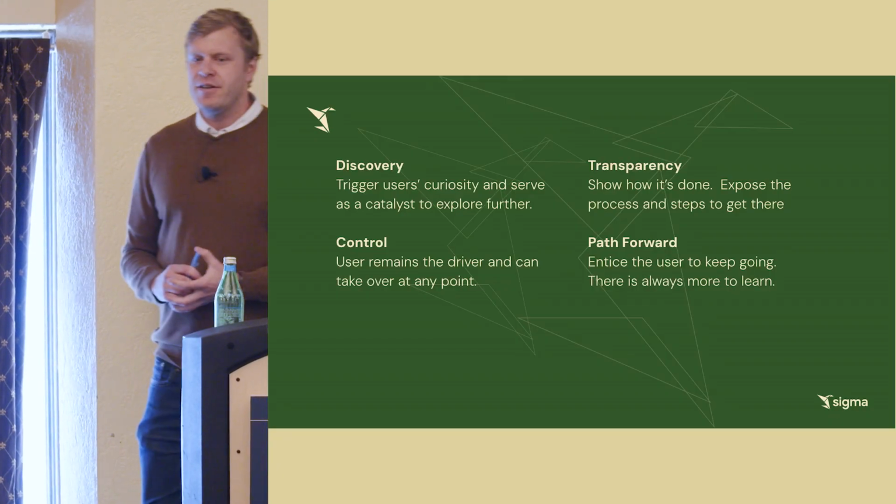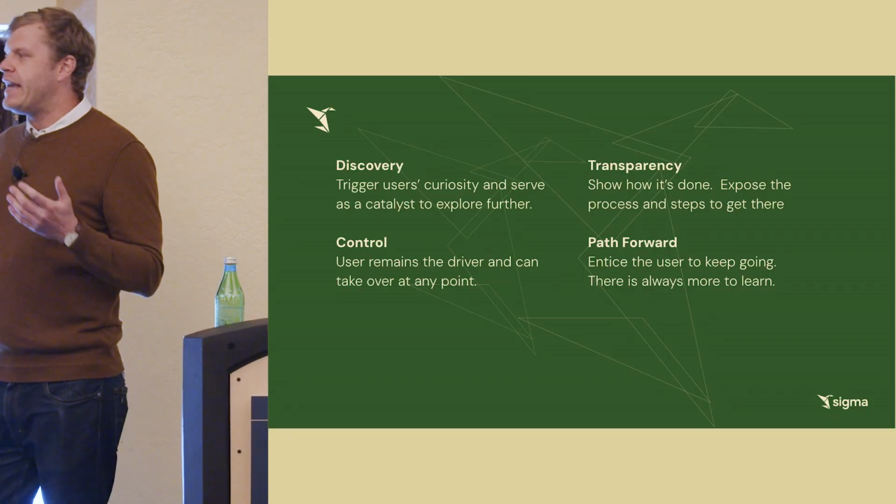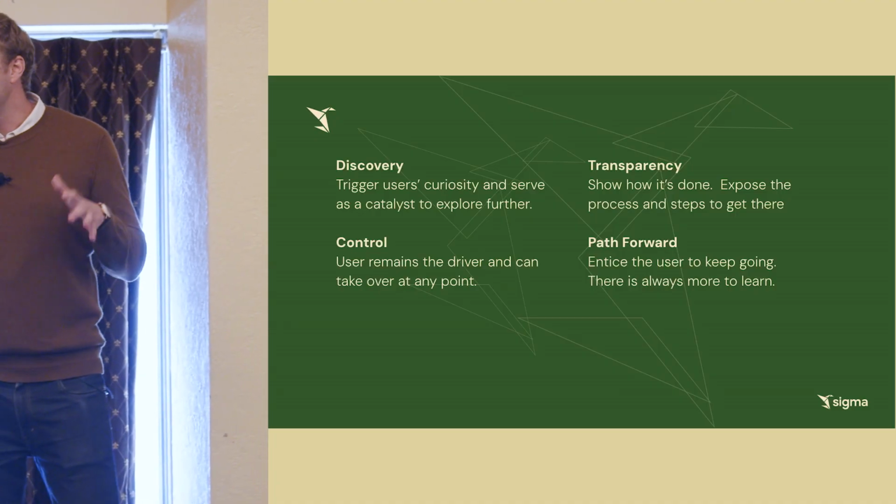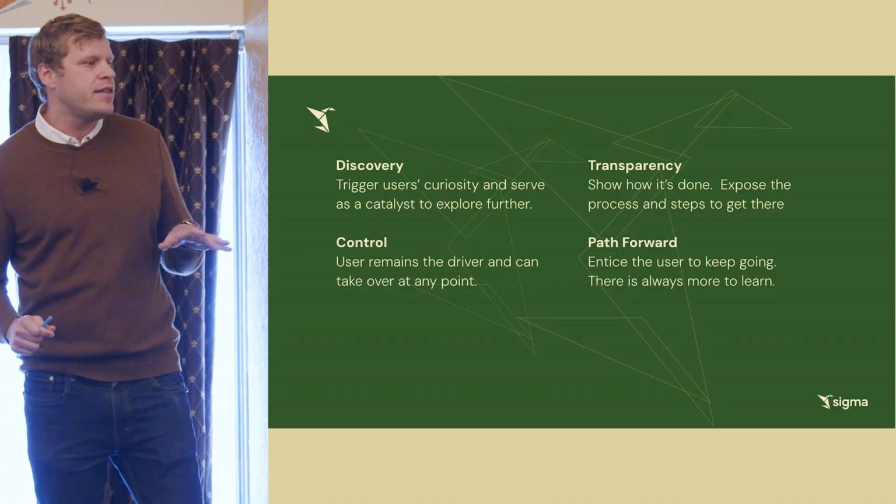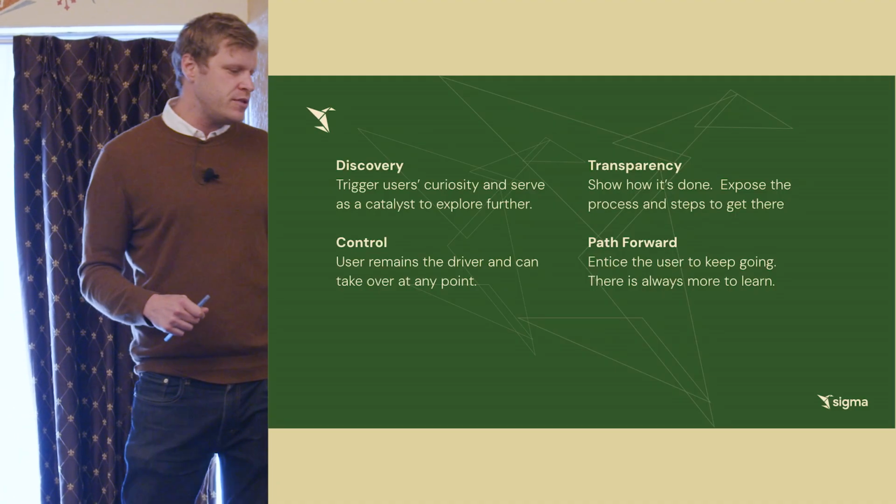Next, you want transparency. You want to know exactly how something was calculated. You want to know the entire chain of thought the AI has gone through in order to produce an answer for you.